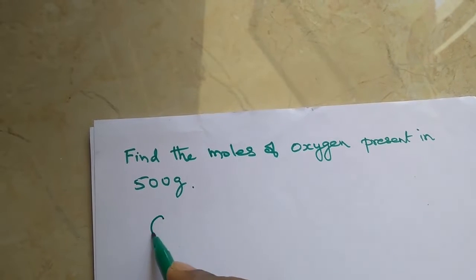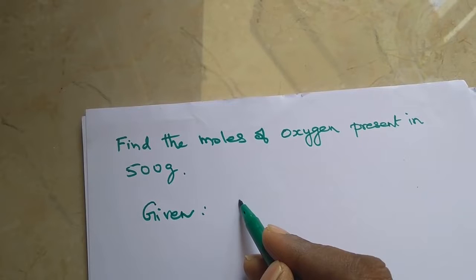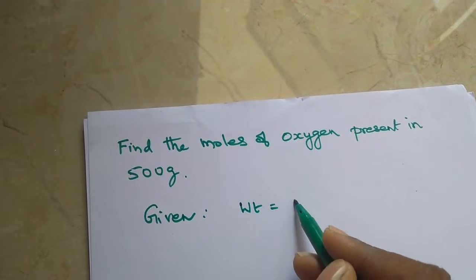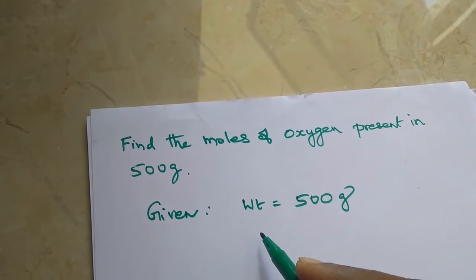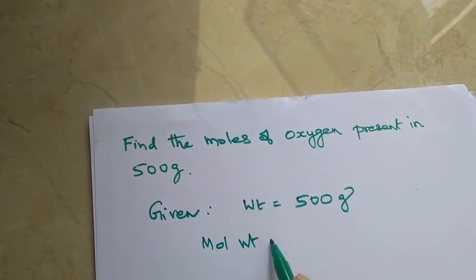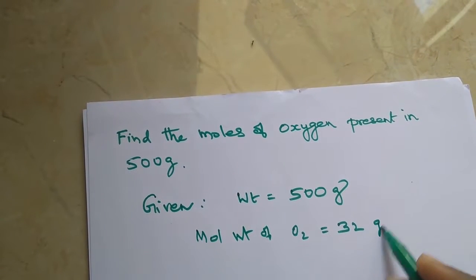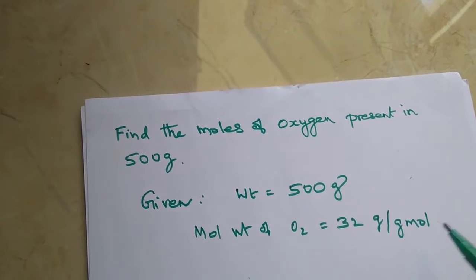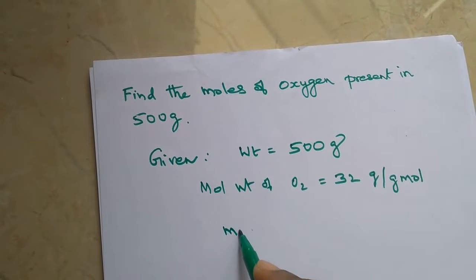How to solve this? First, let us write the given data. The mass is given, that is, weight or mass is 500 grams. How to find the molecular weight? Molecular weight of oxygen: we know one atom is 16, so the oxygen molecule has a molecular weight of 32 grams per gram mole.